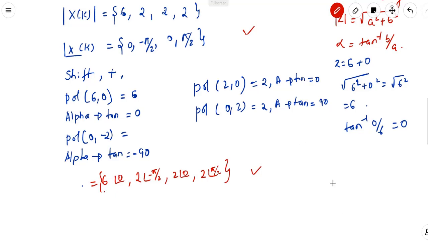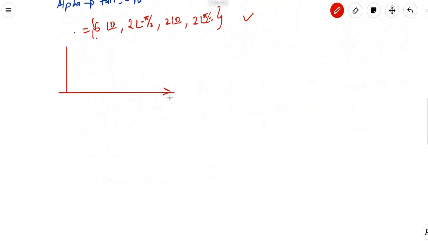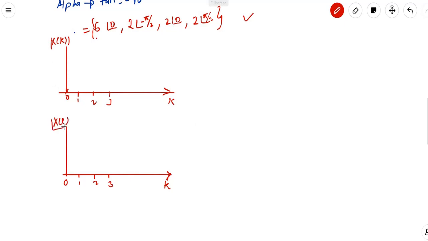For this, now we are going to plot the graph, magnitude and phase. What is the axis? K. Now we are in the frequency domain, so the axis is K. If the signal is x of n, then the axis will be n. Here also 0, 1. So our magnitude we write as x of k, with 2 lines, and the phase spectrum we write like this, angle.